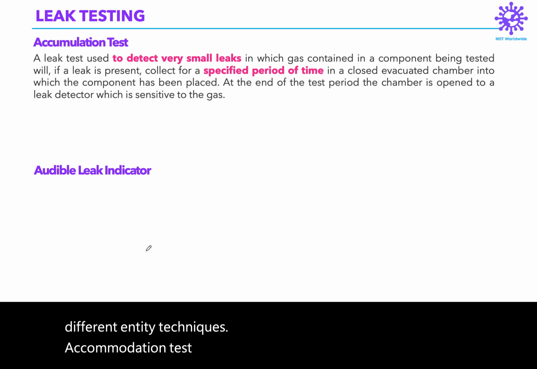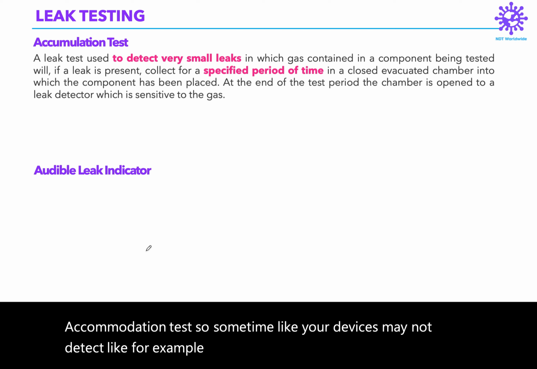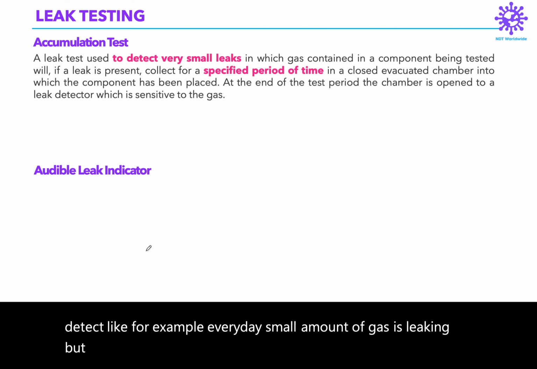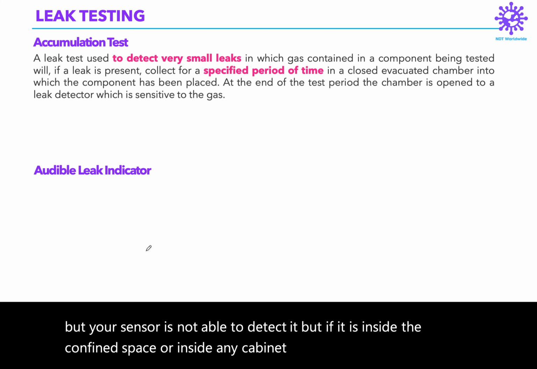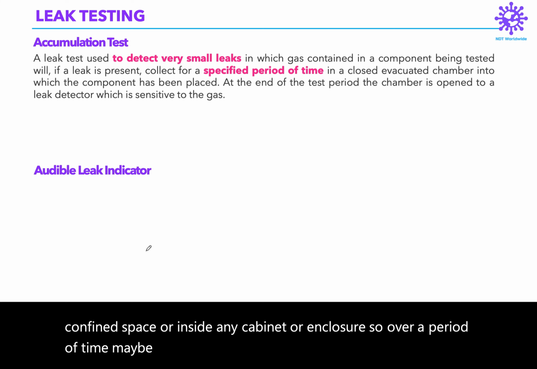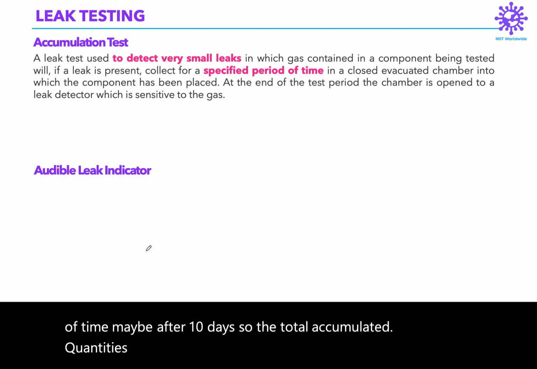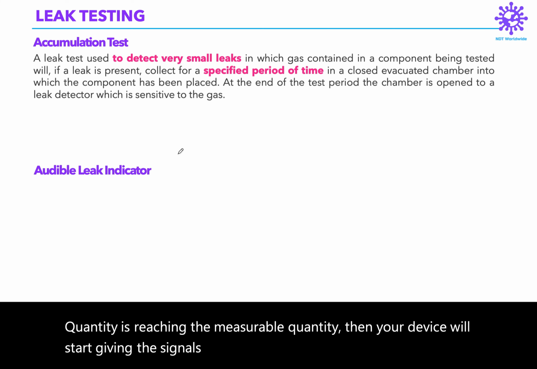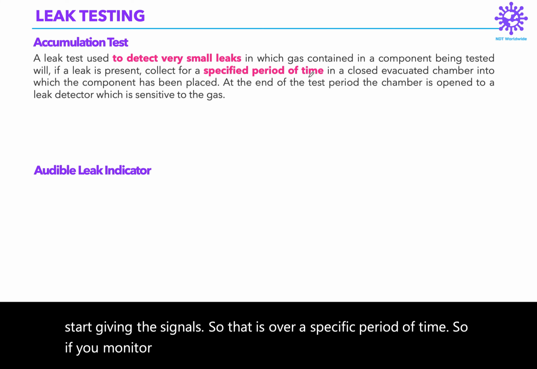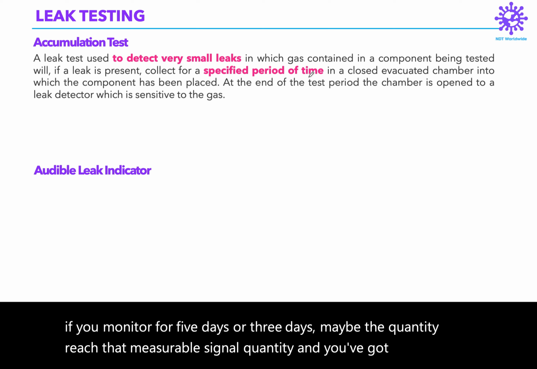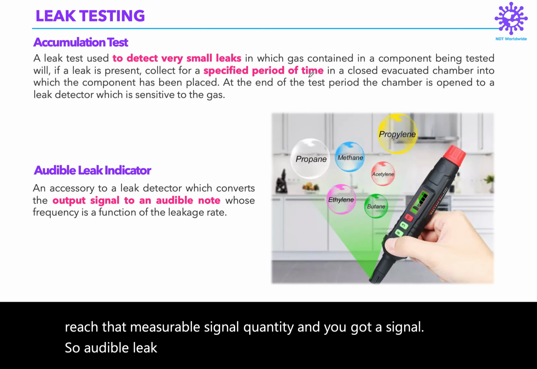Accumulation test. Sometimes your devices may not detect, for example, a small amount of gas leaking every day, but your sensor is not able to detect it. But if it is inside a confined space or inside any cabinet or enclosure, over a period of time, maybe after 10 days, the total accumulated quantity reaches a measurable quantity, then your device will start giving signals. So if you monitor for 5 days or 10 days, the quantity may reach the measurable signal level and you get a signal.